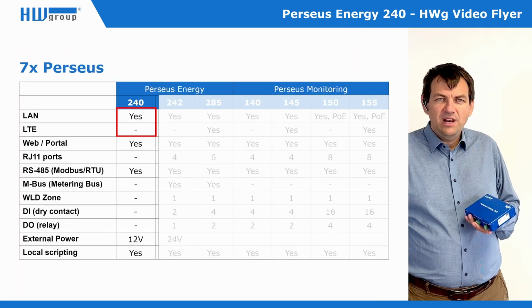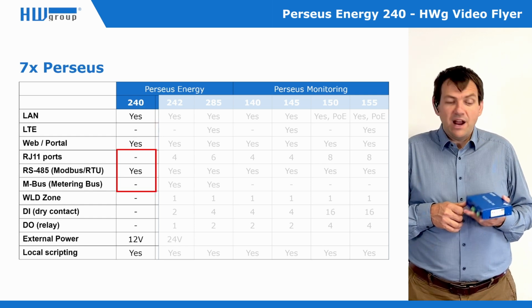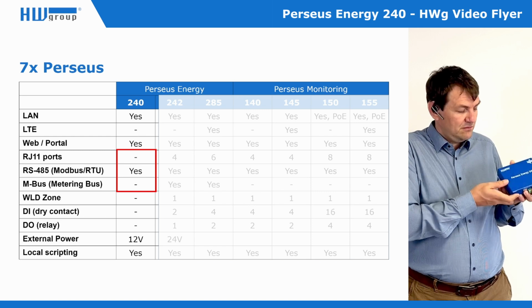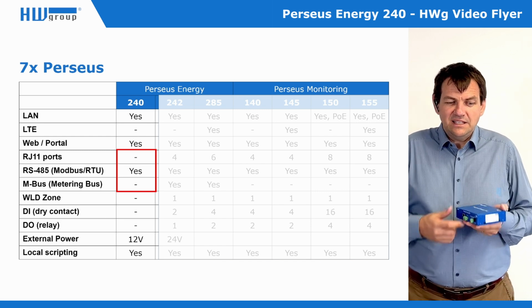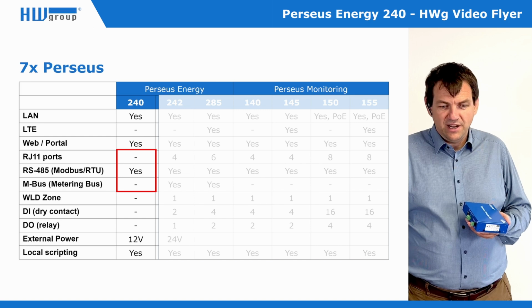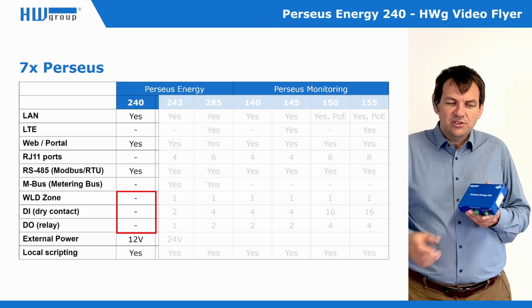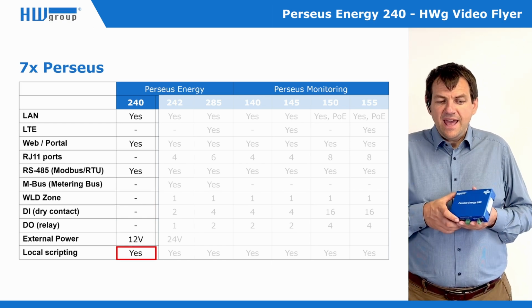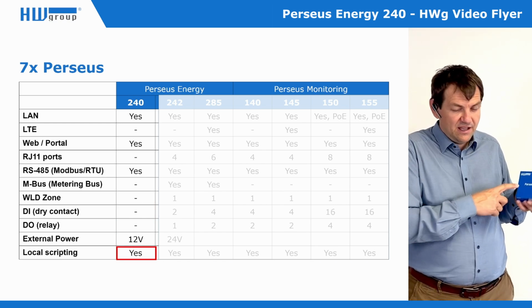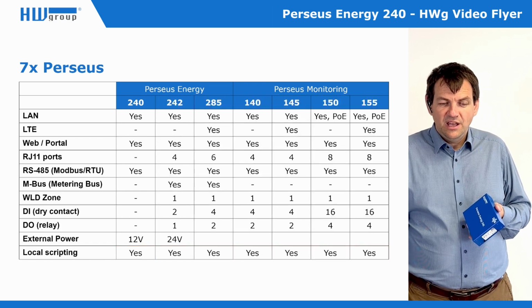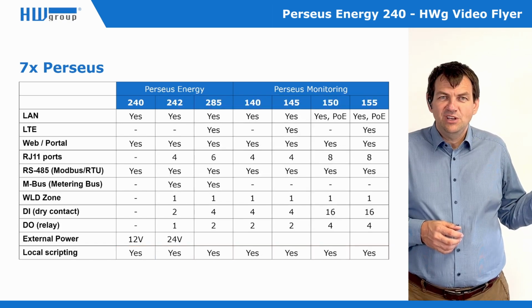Perseus is basically available in 7 different types. And let's look closer at the Perseus Energy 240. So there is only LAN, no LTE in this case. There is only Modbus RTU, so no RJ11 ports, as you can see. There is no M-bus or metering bus. It's for other Perseus devices. There is no watch lead detection zone, dry contact or digital output, things like that. And yes, there is local scripting inside. And that's Perseus 240, the smallest member of the Perseus Energy.